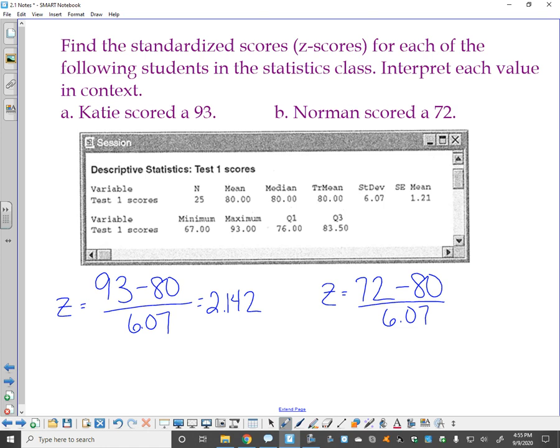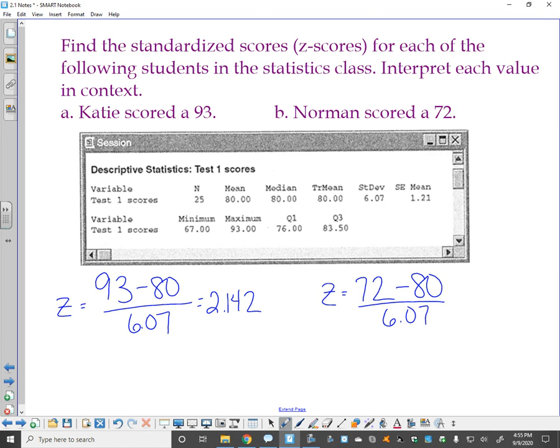So Katie should be like massively excited because remember, most of the data, typically, most of the data is going to fall within 1 standard deviation of the mean. And here's Katie, 2 standard deviations above the mean. So Katie should be celebrating.